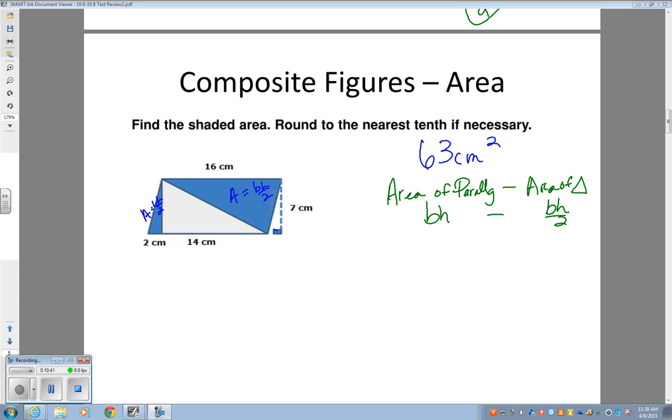The easiest way to think of this is, usually if it says shaded, that means you're going to have to do some type of subtraction. So if you think S for shaded, S for subtraction, then that's what you would get. Or you're adding the shaded parts.